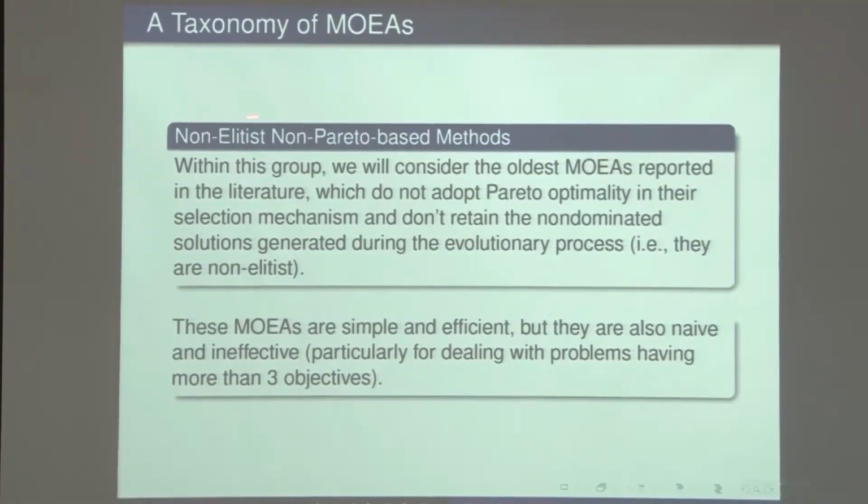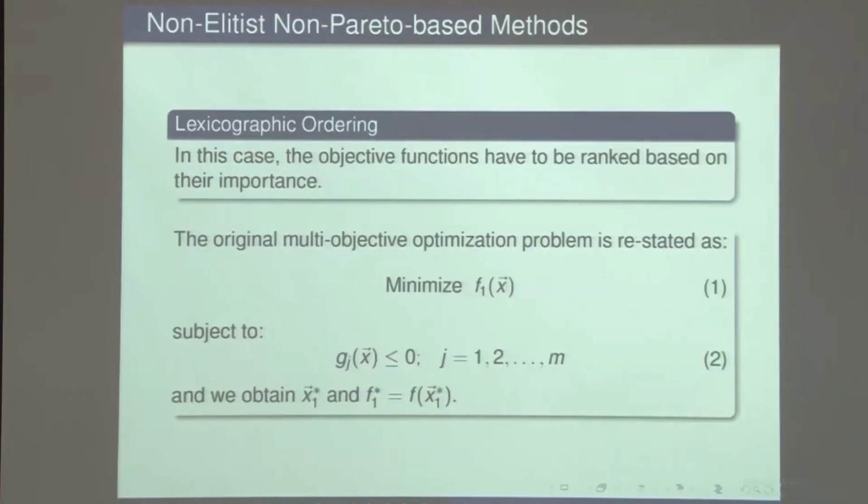So the non-elitist, non-Pareto-based methods. These are the original methods that were proposed. These algorithms are, of course, very simple, very naive. They are very fast because they don't have complicated data structures or complicated algorithmic structures. But they only work with few objectives, and they can solve very simple problems. So we will start with lexicographic ordering.